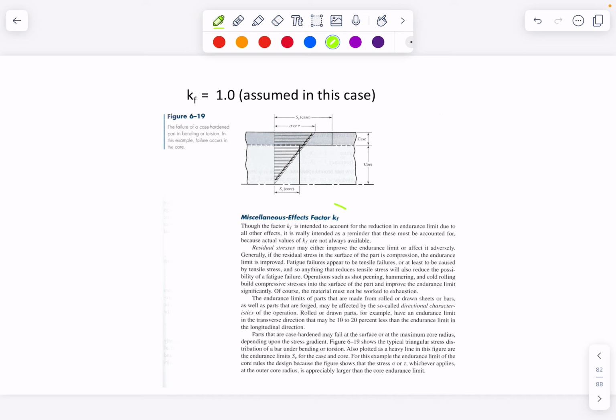KF, I love this one. The miscellaneous effects, stuff we didn't think of to make a number up around. So the example they're showing here is if you've got a bit of case hardening on something, because what you can have is a very hard case, sigma ultimate equals 2 GPa, so really, really hard.